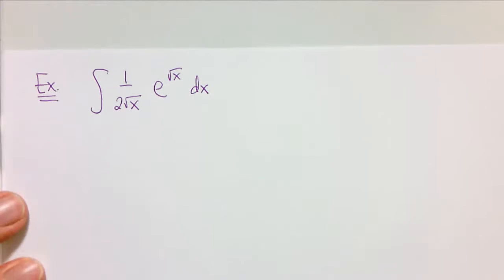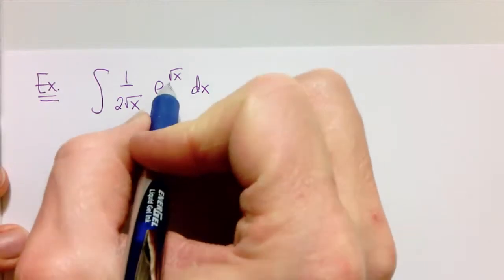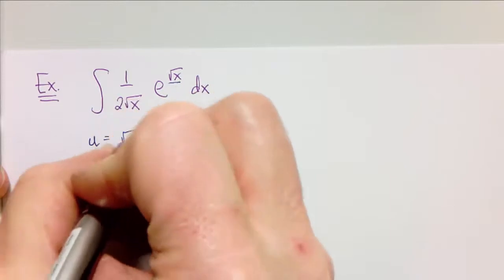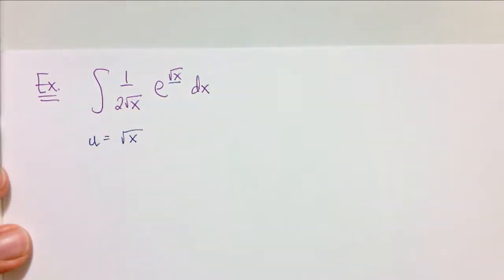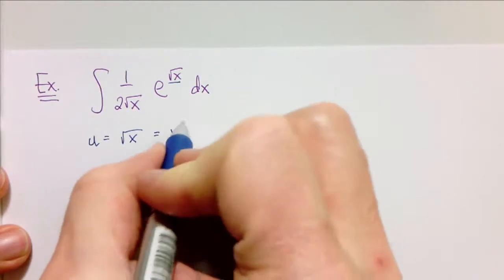So I want to look for a function inside of another function. This looks like perhaps it could have come about by differentiating something using the chain rule. The function that's inside another function, in this case, is square root x. So I'm going to let u equal square root x. Remember, we're just doing bookkeeping here. Another way to say that is x to the 1/2.